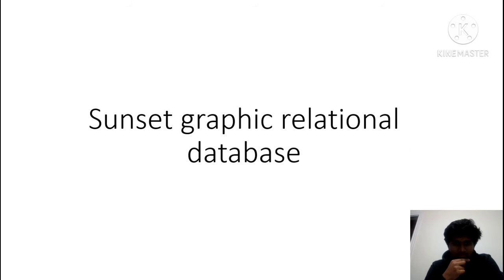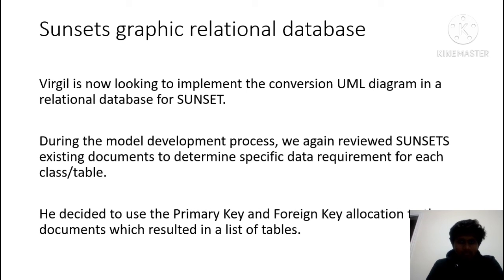Database, how we try to use it, how we try to allocate. So first of all, Virgil is now looking to implement the conversion UML diagram in a relational database for the Sunset Company. During the model development process, we again reviewed Sunset's existing documents to determine specific data requirements for each class table.